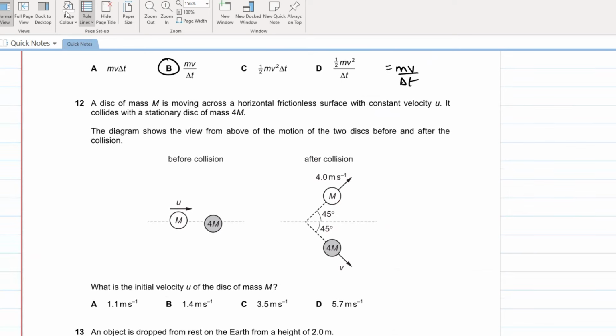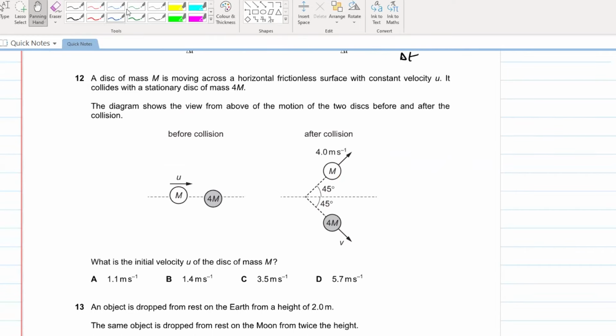A disk of mass m is moving across a horizontal frictionless surface with a constant velocity u. Perfect. It collides with a stationary disk of mass 4m. Perfect. The diagram shows the view from above of the motion of the two disks before and after the collision. Perfect. What is the initial velocity u of the disk of mass m?